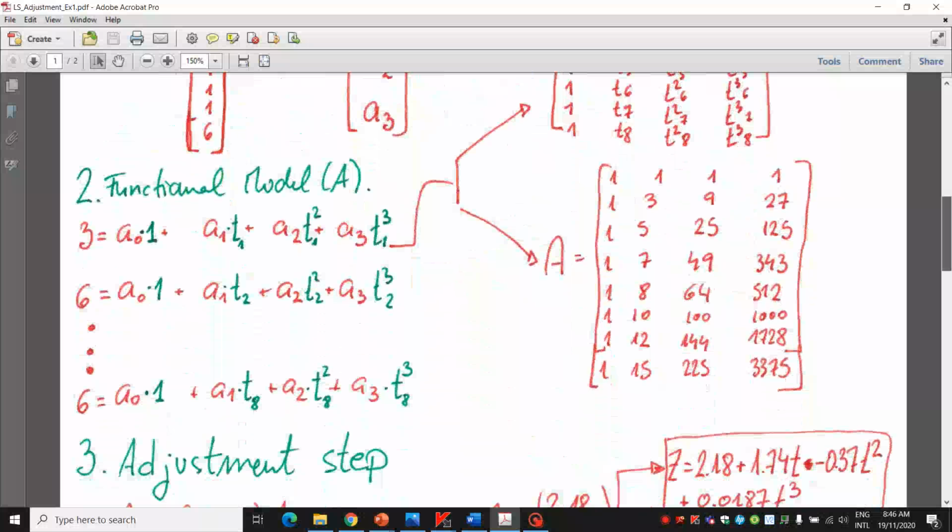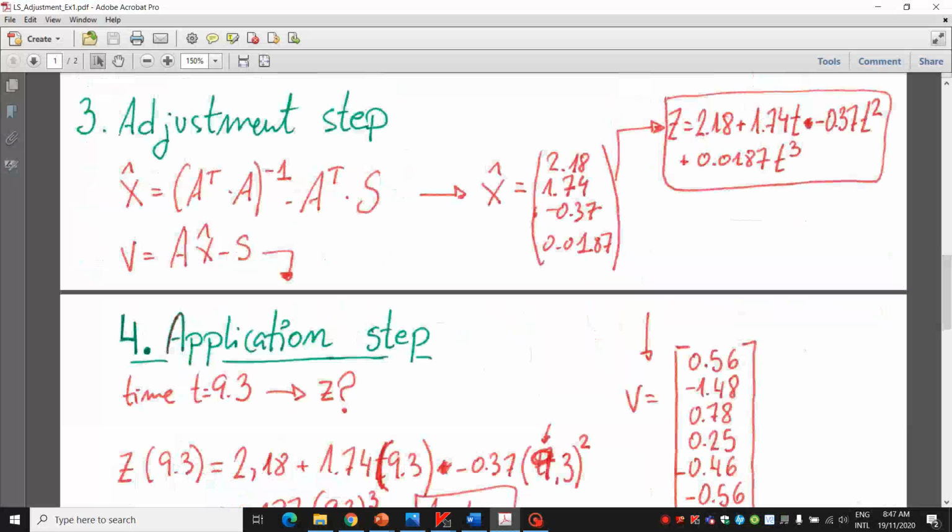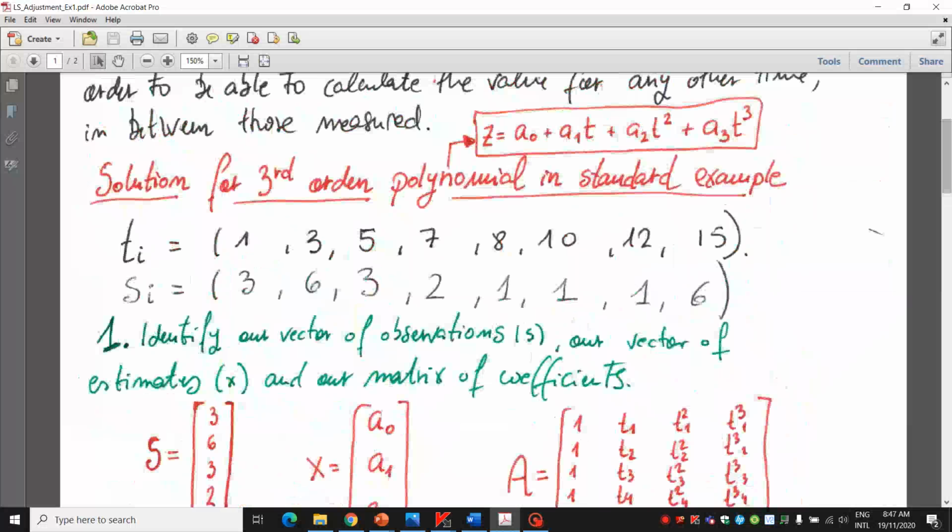And then the adjustment step, which is a matrix calculation. We just need to apply this formula: A transpose times A, inverted, times A transpose times S. If we apply this matrix equation well, we will get a vector of estimates, which is x hat. And this is the result. And then we just need to enter these numbers into the original formula, the original model.